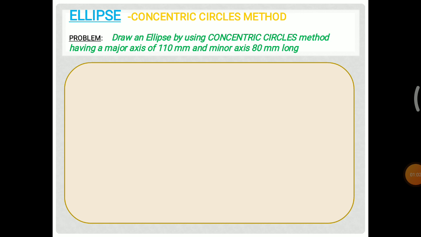The first method is concentric circles method. This is the third method used for drawing an ellipse, and the problem given here is: draw an ellipse by using concentric circles method having a major axis of 110 mm and minor axis of 80 mm long. So these are the given measurements in the problem for the construction of an ellipse by using concentric circles method.